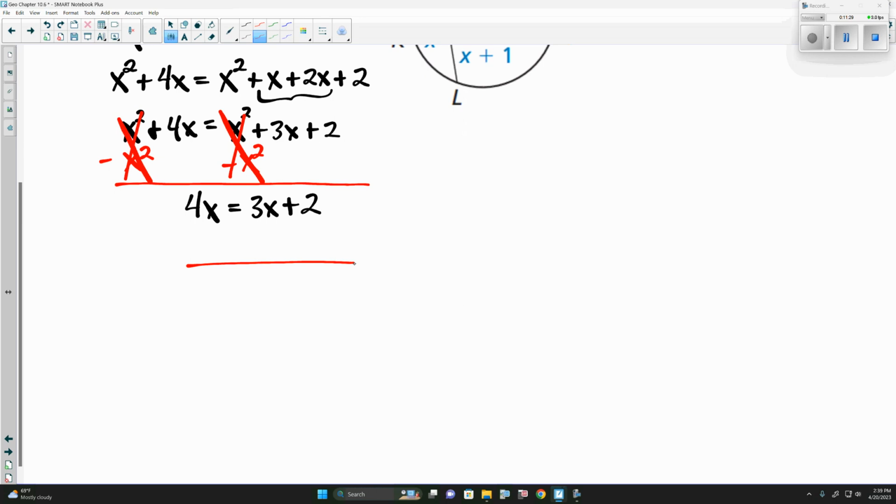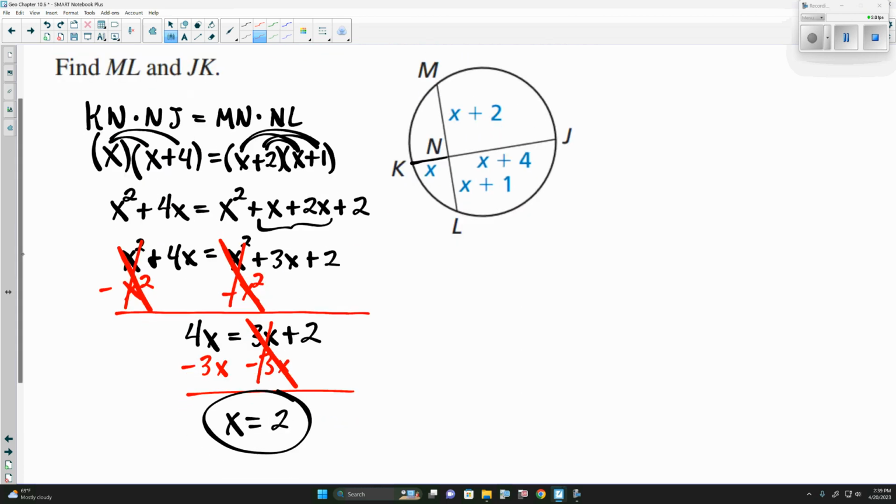we could subtract the 2, but I would subtract 3x, because we have x's on both sides. Let's get them together and away from our constant term. If we subtract 3x from both sides, 4x minus 3x is x, is equal to 2. And is that the final answer? No, because what did it ask for? ML and JK, so we have to plug it back in.